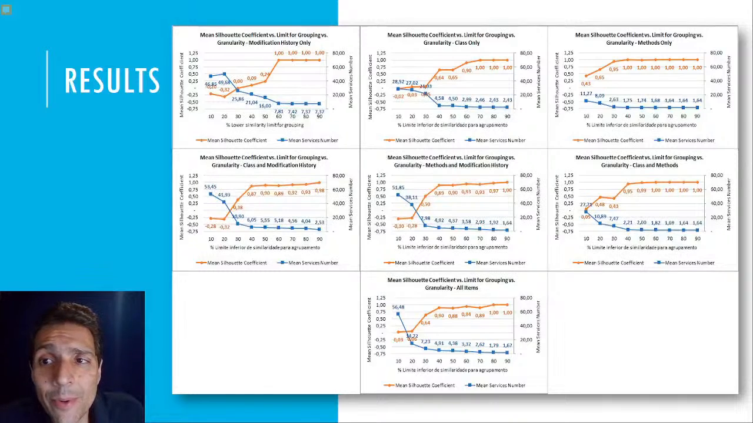We can see from the first horizontal line, the first 3 graphs, that each dimension provides different numbers of microservices. For example, change history provided almost 8 microservices in the end, while class only or methods only provided 2 microservices.